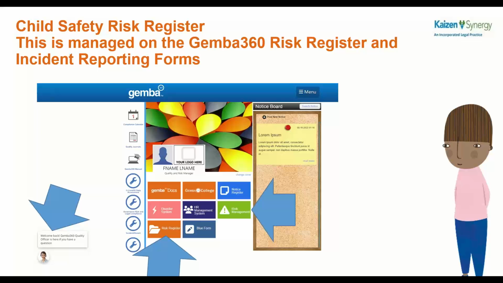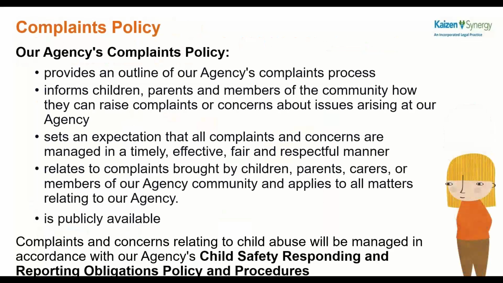The Organisational Risk Register, which you can see in the middle of your screen, covers the organization-wide risk identification and how your agency manages this. Now, if you do have any questions, as I mentioned right at the start, there is a chat bar that you can use, located on the bottom left-hand corner of the screen. And you will find this on your Gemba 360 dashboard as well.